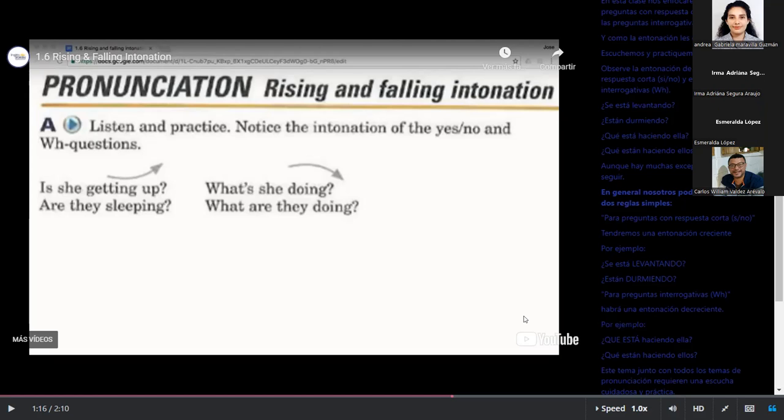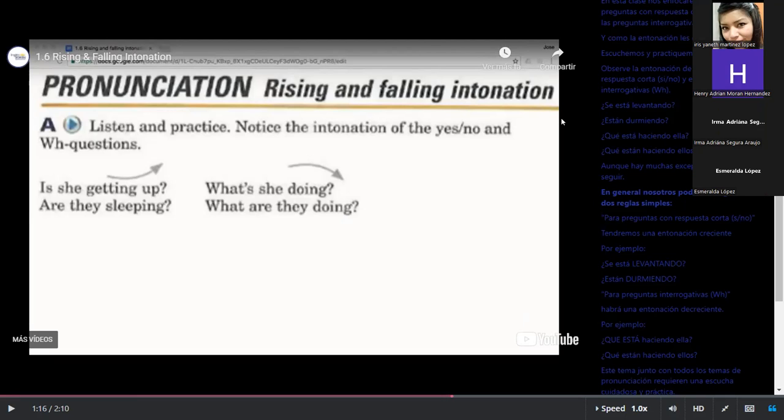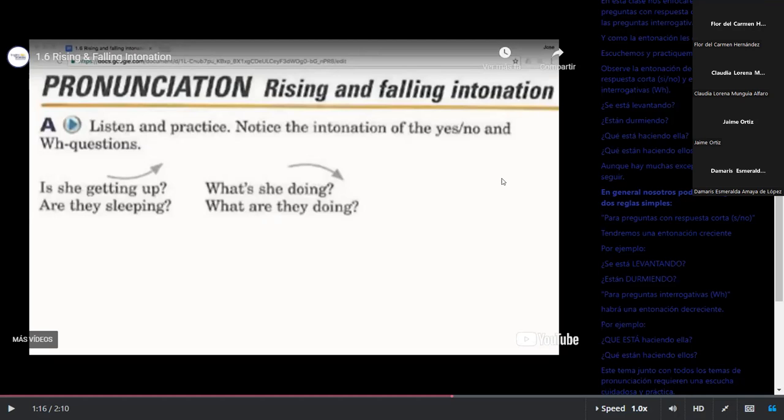Aurelia Suleiman. Okay, Andrea. Is she getting up? Are they sleeping? What's she doing? What are they doing? Thank you. Okay, good. Then we have Carlos William. Is she getting up? Are they sleeping? What's she doing? What are they doing? Yes. Okay. Harrison. Is she getting up? Are they sleeping? What's she doing? What are they doing? Okay, good. Remember, doing. Nice. And then we have Flor del Carmen.